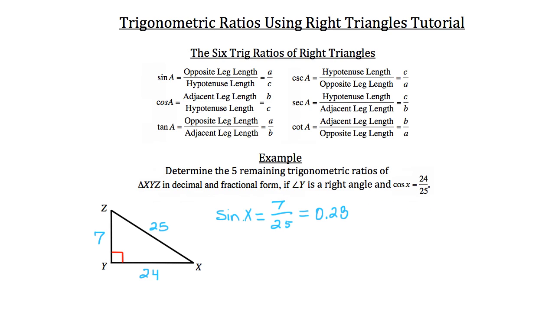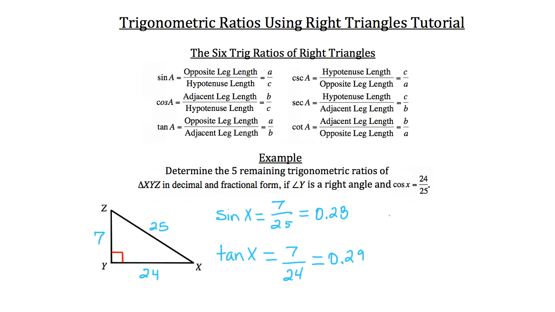Now let's take a look at tangent. Tangent of angle X is equal to the opposite leg length of X, which is 7, over the adjacent leg length of X, which is 24. So we can write it as a decimal by just simply figuring out 7 divided by 24, which has a value of approximately 0.29.